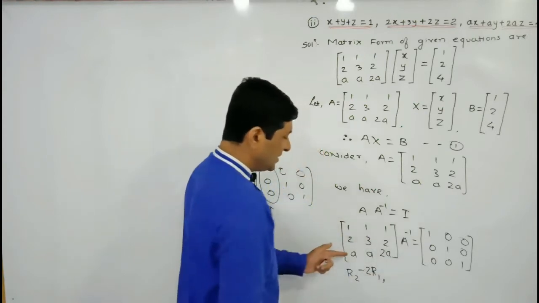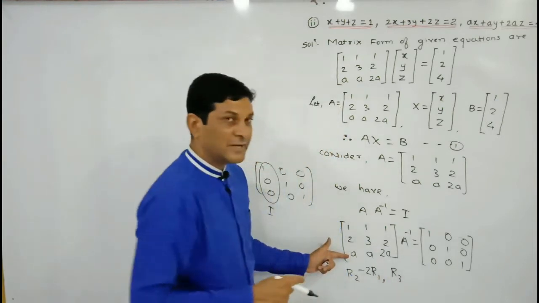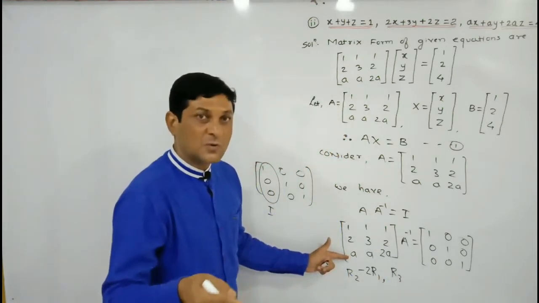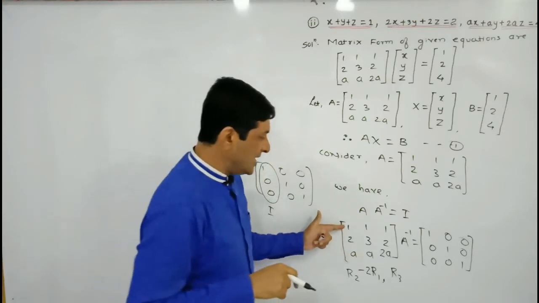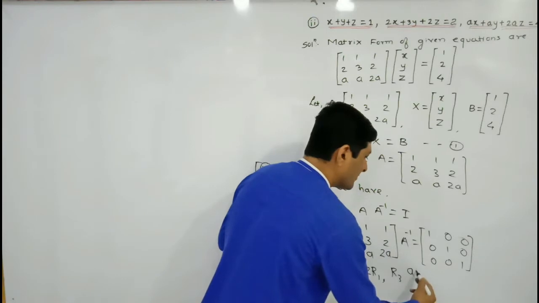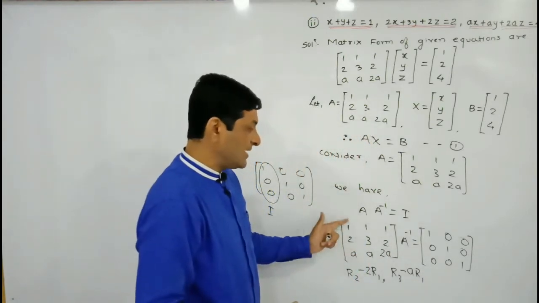Now here, to get 0, our operation should be on R3. What is the element of R3? A. From A we have to subtract A, so that A minus A will become what? 0. To get A here, we are multiplying R1 by what? A. So that here A into 1 will be A, and A minus A will become 0.